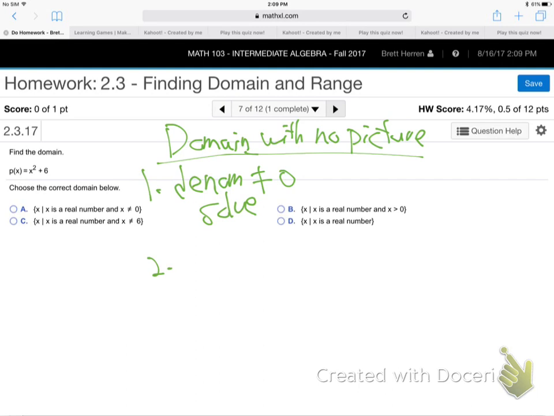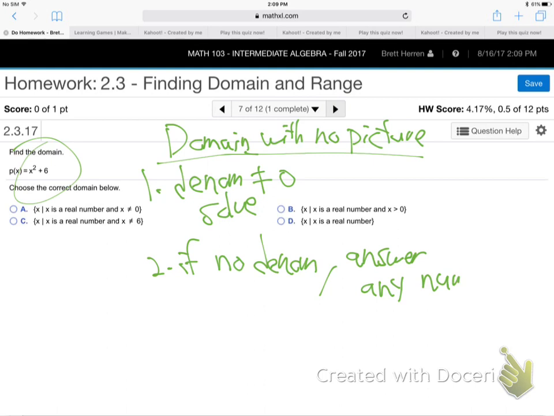Number 1. Number 2, if there's no denominator, like this one, then the answer is any number. So there's the game plan for how you handle domain when there's no graph, no picture.